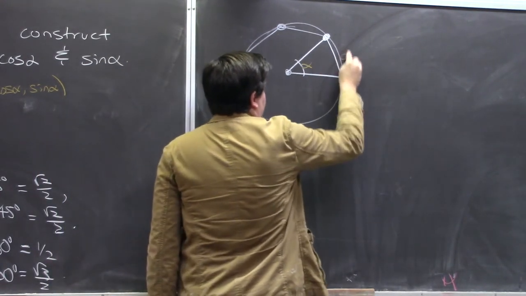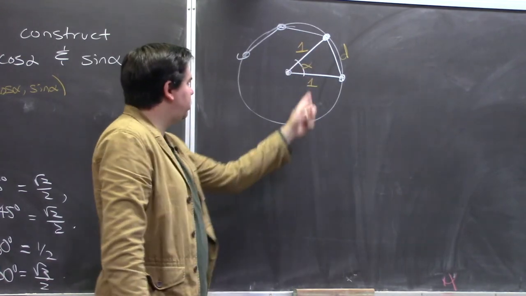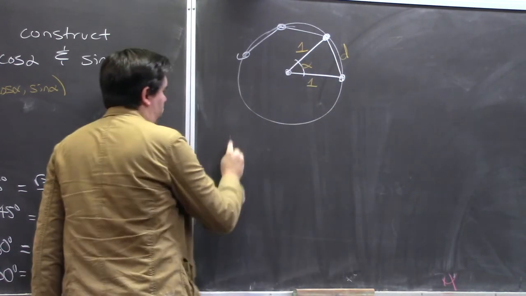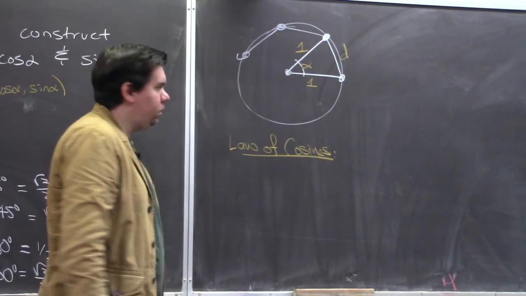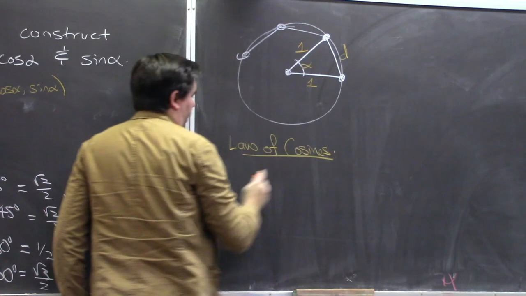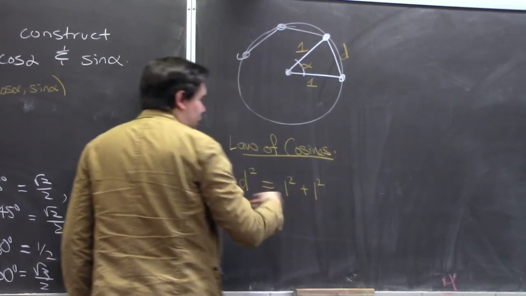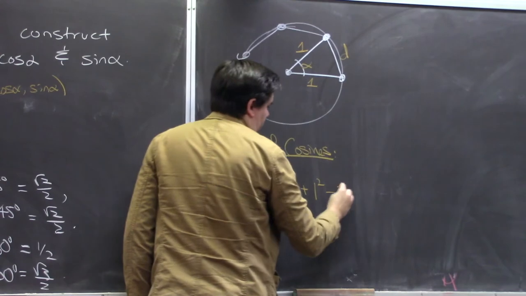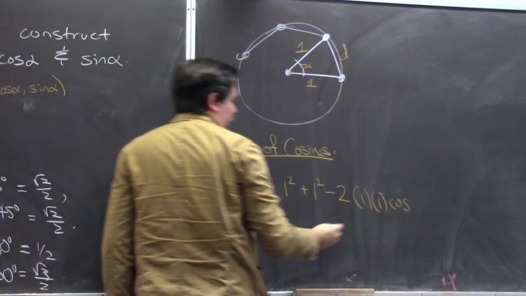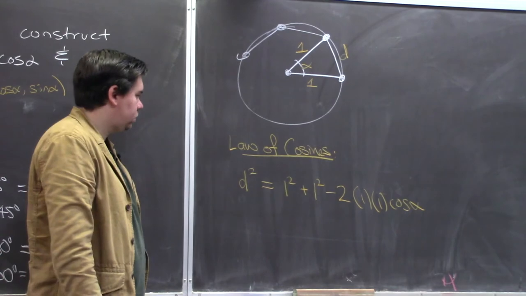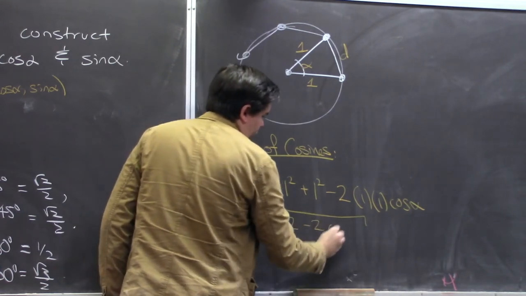If this is alpha and this is some distance d, we're treating this as a unit circle. Remember, there's a relationship between alpha and d. This is your law of cosines from high school. So what does the law of cosines tell you? The law of cosines tells you that d squared is just these two sides squared, so 1 squared plus 1 squared. So it's like the Pythagorean theorem, but then there's a correction term, minus 2 times 1 times 1, these side lengths times each other, times cosine of the opposite angle of d, cosine of alpha. Solving for d, we can see that d is just the square root of 2 minus 2 cosine of alpha.